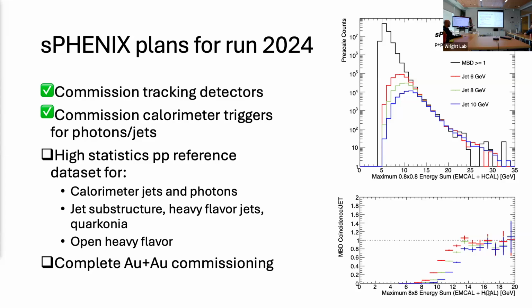This is again from commissioning, so the statistics aren't very good, but you can see the turn-ons from the various jet triggers here based on these patches in the EM-cal plus H-cal. And so we have triggered events from 6, 8, 10, and also 12 GeV jets. And then similar triggers also for photons, and that also works for electrons. It's just on the EM-cal.